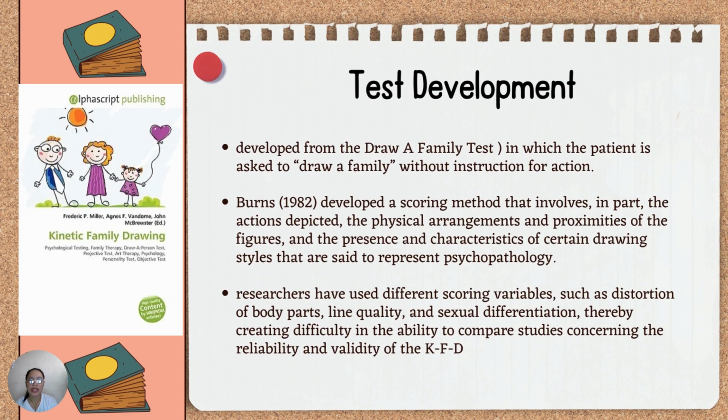For test development, the KFD was developed from the Draw a Family test, in which the patient is asked to draw a family without instruction for action. Burns developed a scoring method that involves, in part, the actions depicted, the physical arrangements and proximities of the figures, and the presence and characteristics of certain drawing styles that are said to represent psychopathology. Other researchers have used different scoring variables, such as distortion of body parts, line quality, and sexual differentiation, thereby creating difficulty in comparing studies concerning the reliability and validity of the KFD.